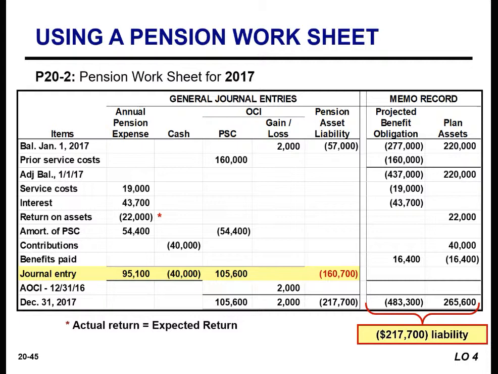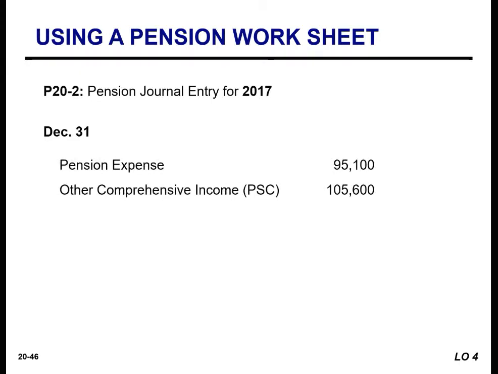to $217,700. My apologies. So the journal entry for 2017 is as follows. As you can see, that other comprehensive income account for PCS came out to $105,600.